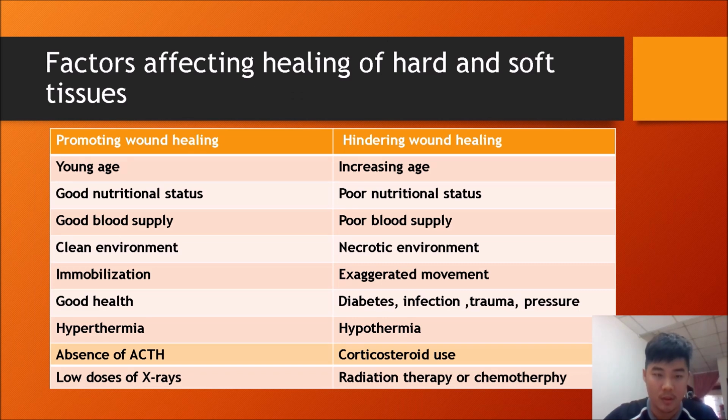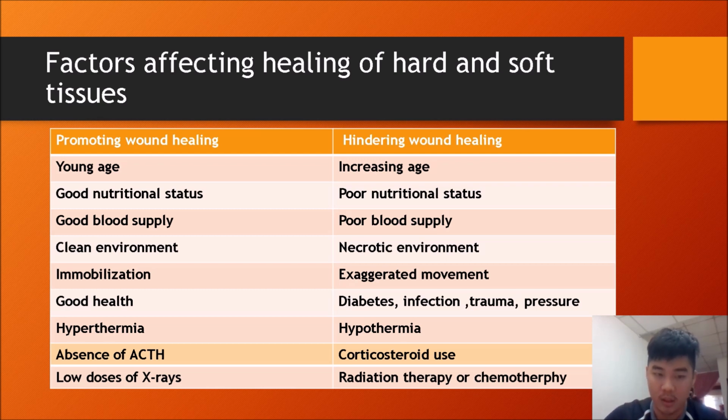Okay, moving on. So here's a chart showing the factors promoting wound healing and the factors delaying wound healing. The factors which promote wound healing are mainly just the opposite of those that delay it. For example, young age is going to promote wound healing, whereas increasing age is going to delay wound healing. And good nutrition status and good blood supply are going to promote it, whereas poor nutrition status and poor blood supply are going to delay it.